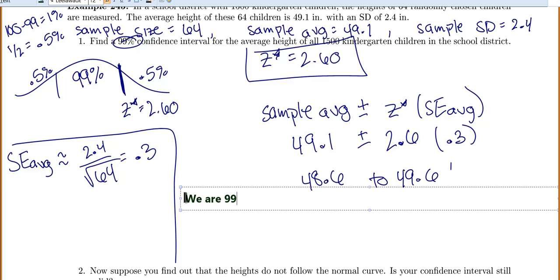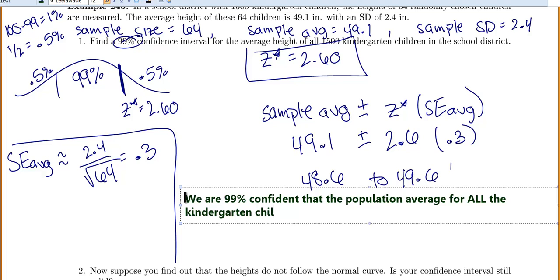So we are 99% confident that the population average for all the kindergarten children is between 48.6 and 49.6. Now I should tell them what this is. It's the population average height. Add a little bit of context there. So that's between 48.6 and 49.6 inches.